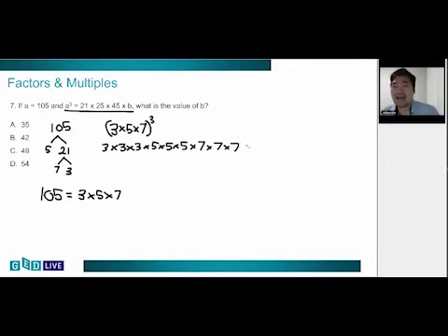Now, how does this help us? Take a look at the right side of that equation. 21 times 25 times 45 times B. And how can we break down each of those other numbers? Well, 21, we already saw, is 3 times 7. 25 can be broken down as 5 times 5.